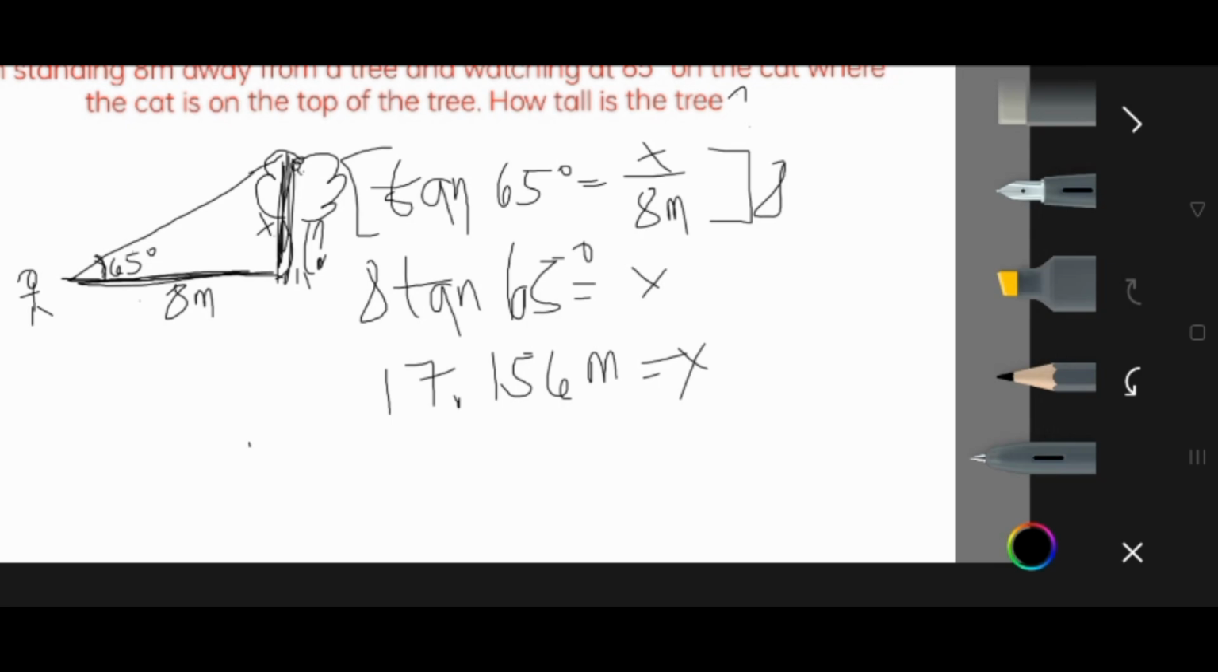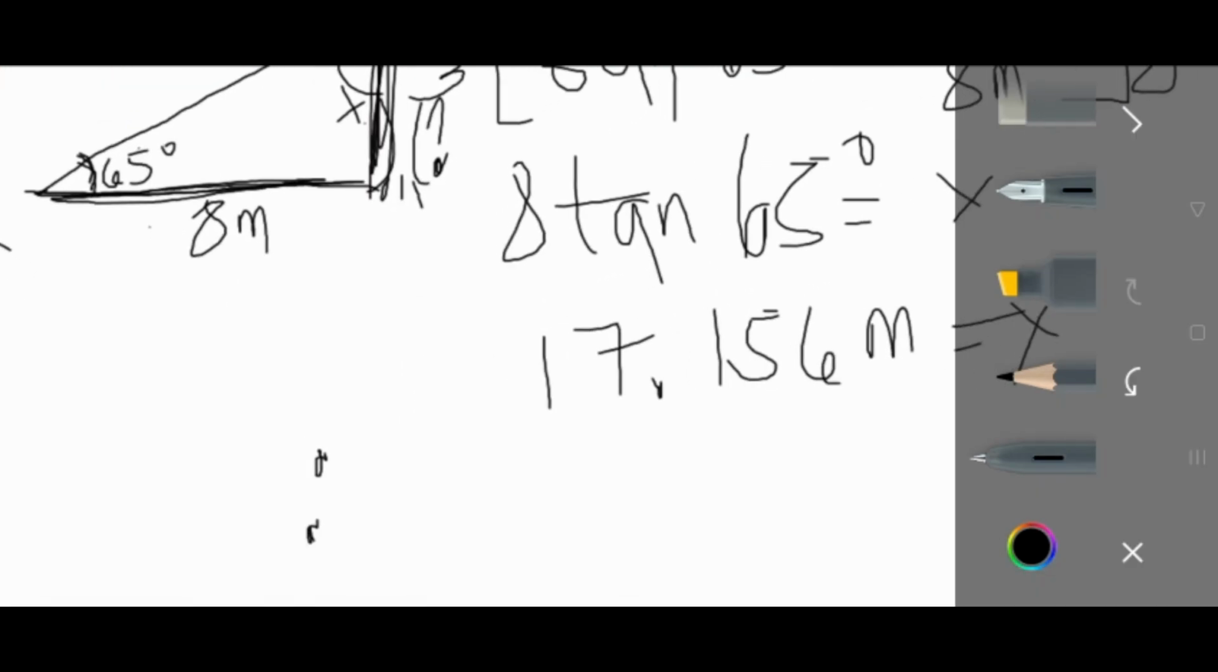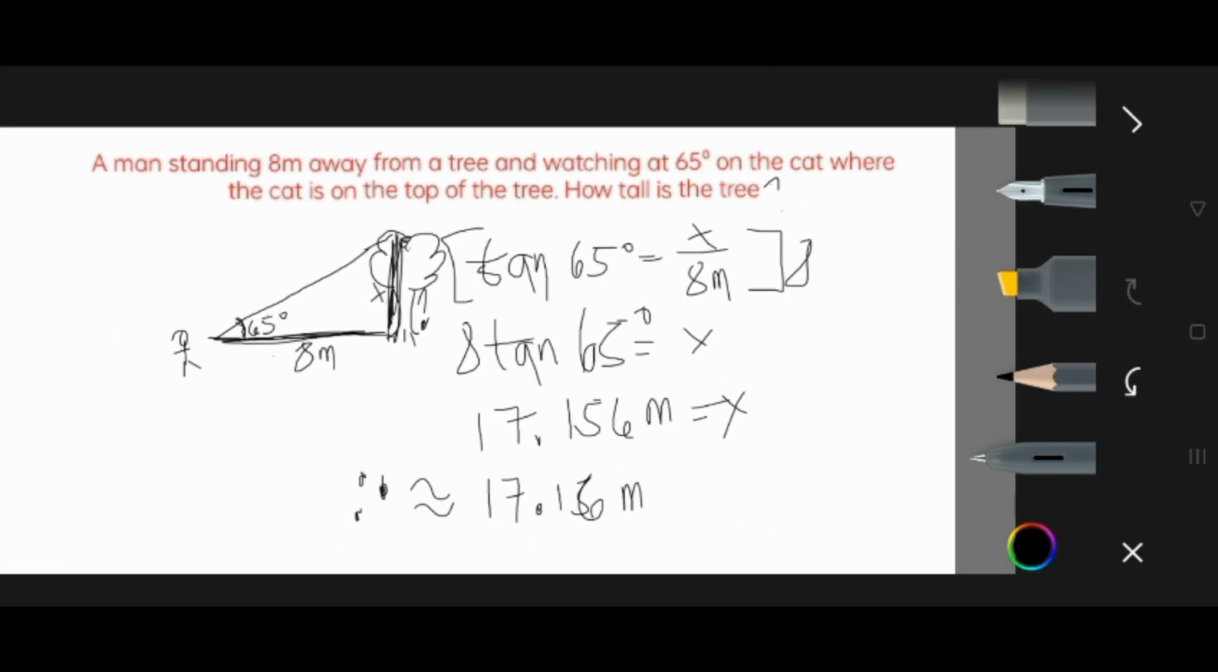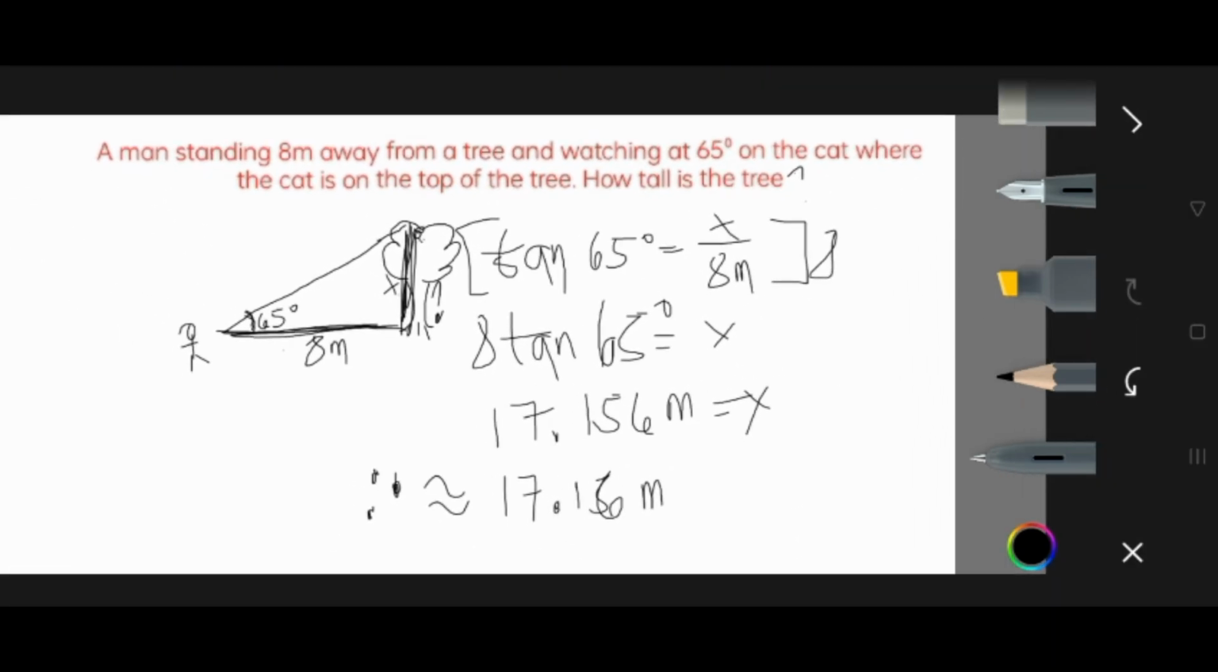Therefore, the height of the tree is approximately 17.15 meters. So this is how trigonometry can be applied in real world scenarios and how it can be solved in real scenarios.